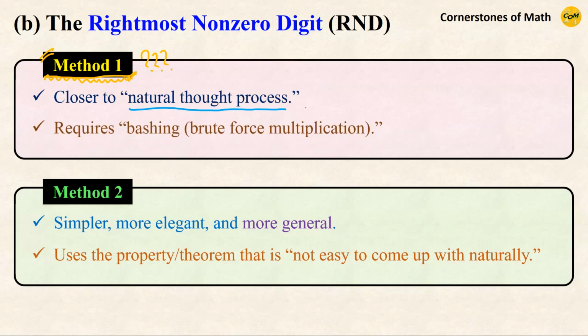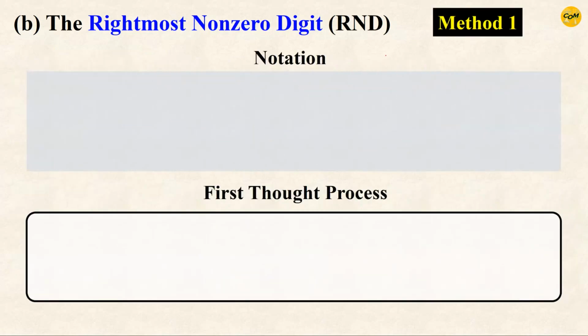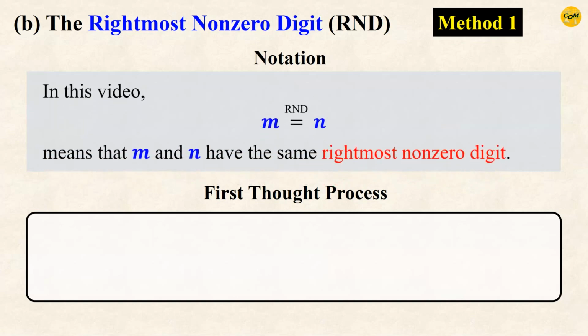The catch here is, this method requires some bashing or brute force. That is, sometimes we have no choice but to actually carry out the multiplication between certain large numbers. I will explain this in more detail when it becomes important. So the first method, but we need to introduce a new notation. In this video, when m and n have the same rightmost non-zero digit, we will denote it by writing R and D above the equality sign.